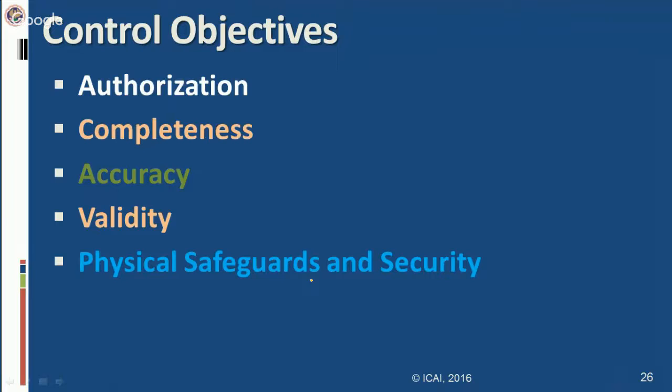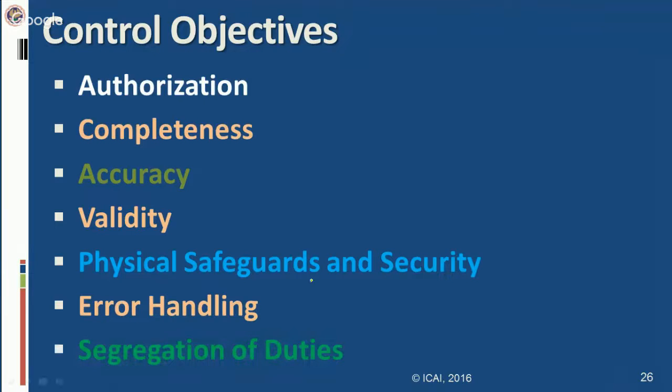Then comes the validity. This will ensure that all the recorded transactions represent the economic events that actually occurred. They are lawful in nature and have been executed in accordance with management's general authorization. Then comes the physical safeguards and security. This ensures that access to physical assets and information systems are controlled and properly restricted to only the authorized and responsible personnel. Error handling. This ensures that errors detected at any stage of processing will receive a prompt corrective action. And lastly, the segregation of duties, that the duties will be assigned to the individuals in a manner that will ensure that no one individual can control the other person's domain.